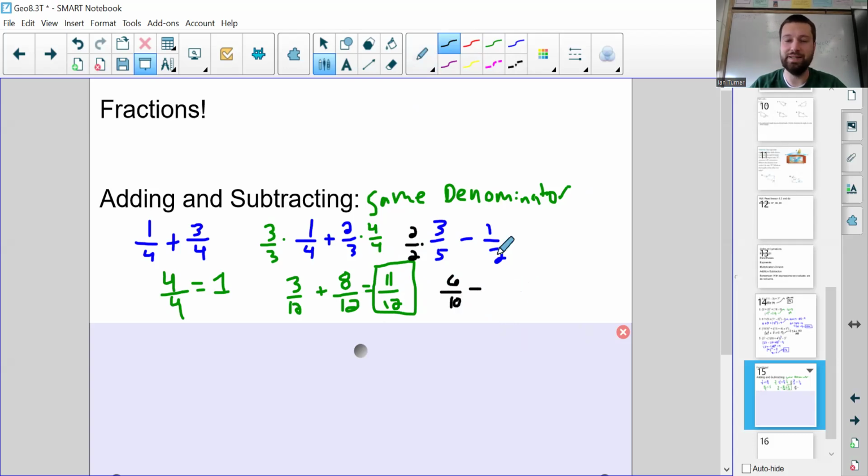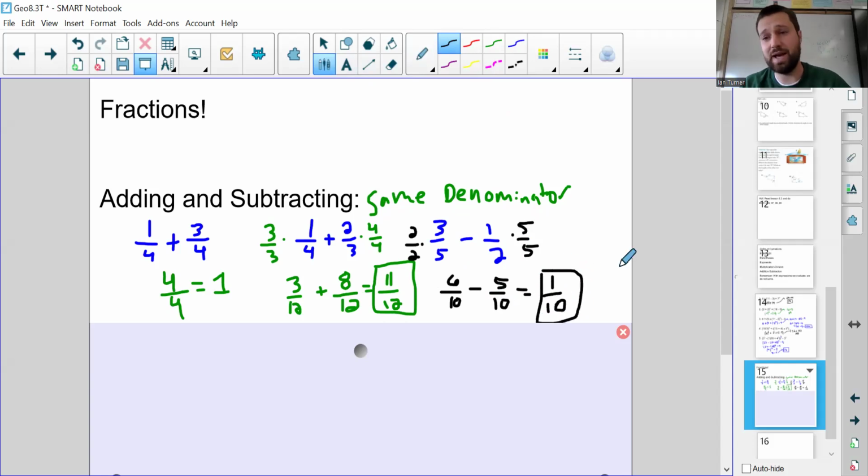minus. Multiply this one by 5 over 5. Get tenths. We get 5/10. Ooh, sorry, it's not my best there. So we get 6/10 minus 5/10. Again, we just subtract the tops. Bottoms stay the same, and we get 1 over 10.